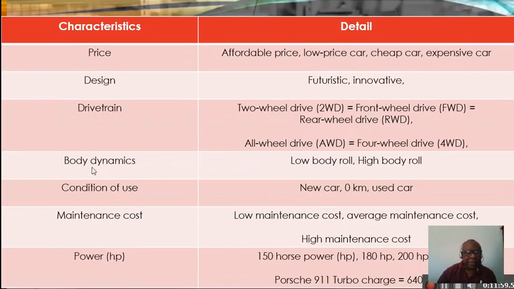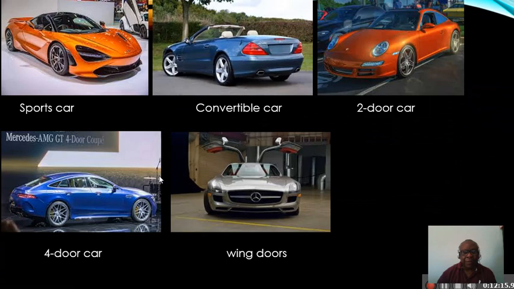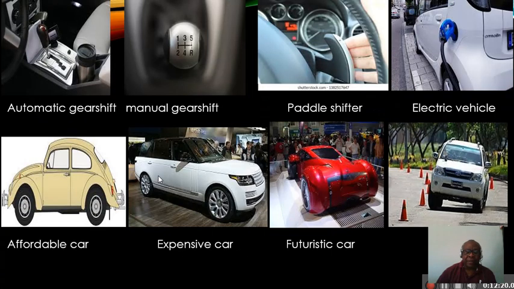We can describe a car using the body dynamics. Although this may seem kind of technical, what does it mean? Low body roll or high body roll. Body dynamics. Dynamics means movement. So how does the body of the car behave when you want to enter into a curve? For example, this. So all the cars have body roll.